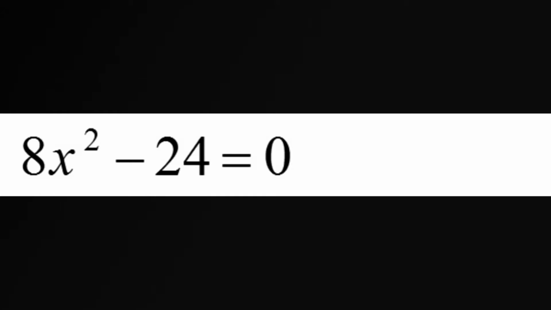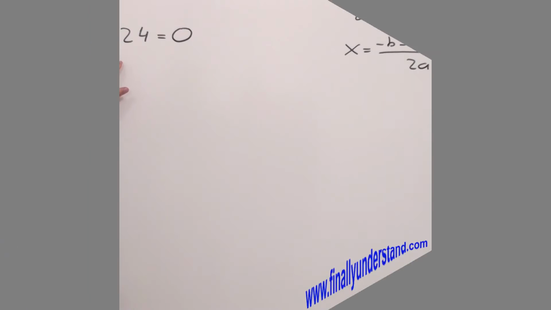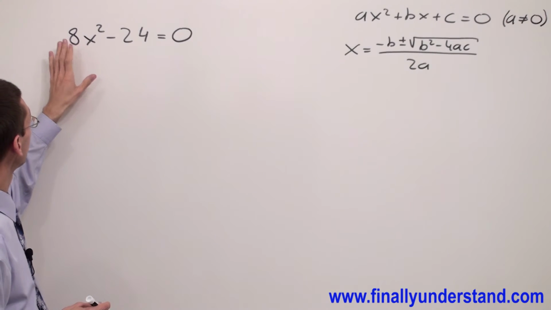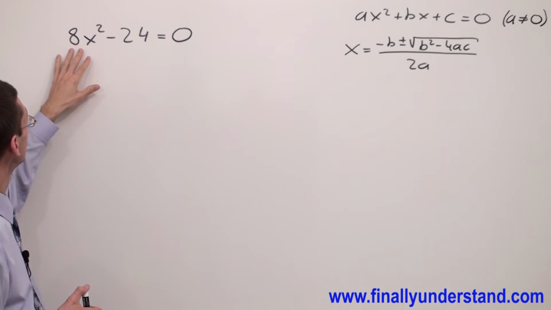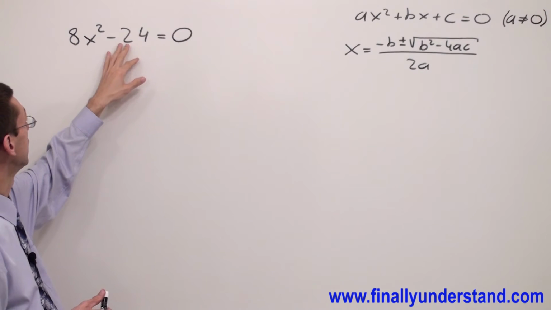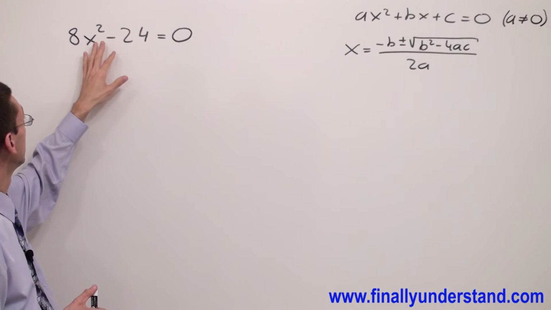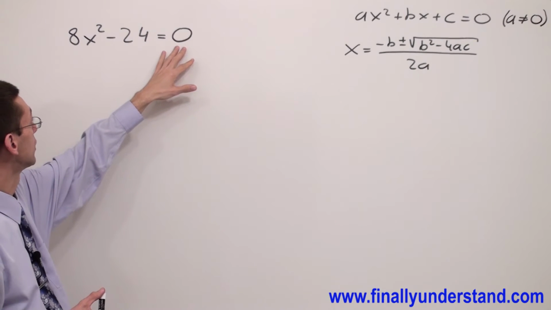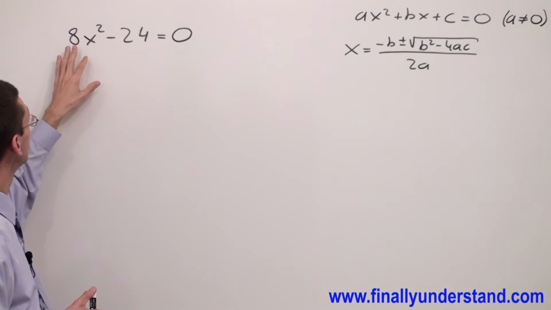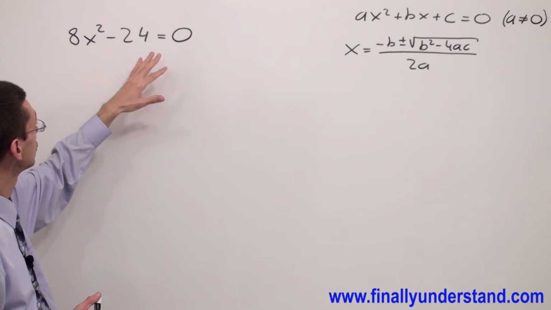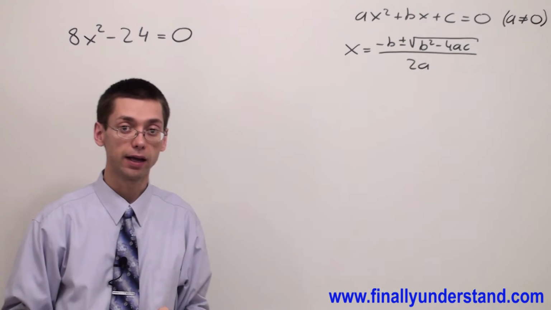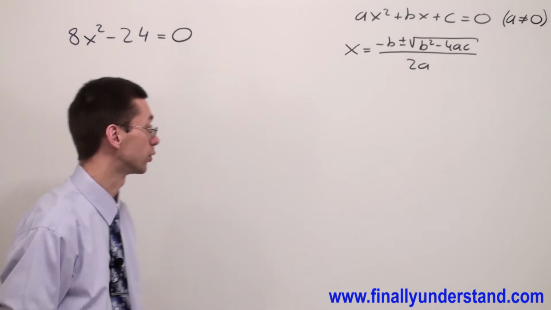Let's take a look at this example. Again, we have a quadratic equation, and please notice that we have a coefficient of x squared of 8, and I have a constant of negative 24, and I have 0 on the right side of my equal sign. I can divide every single term by 8 in order to reduce this equation.